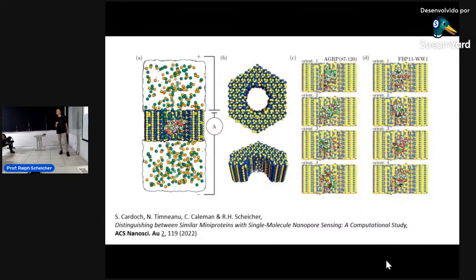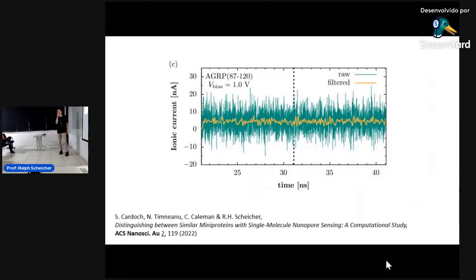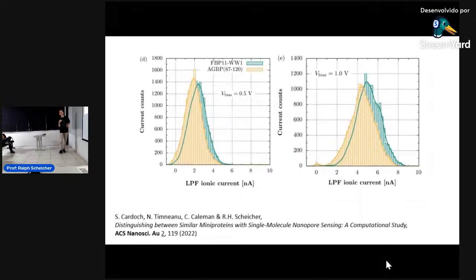Measuring the current just means counting how many ions are passing through the pore as a function of time. If we do this, we get an ionic current that is very noisy, so we have to filter it to get something more stable. Then we can analyze that and do statistics, producing histograms for the two different kinds of mini proteins. Blue is one and orange is the other mini protein.